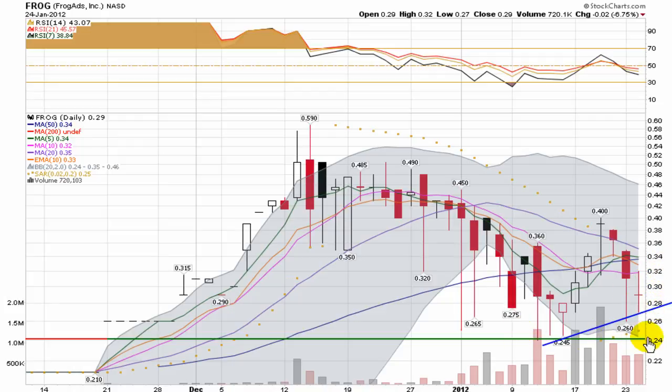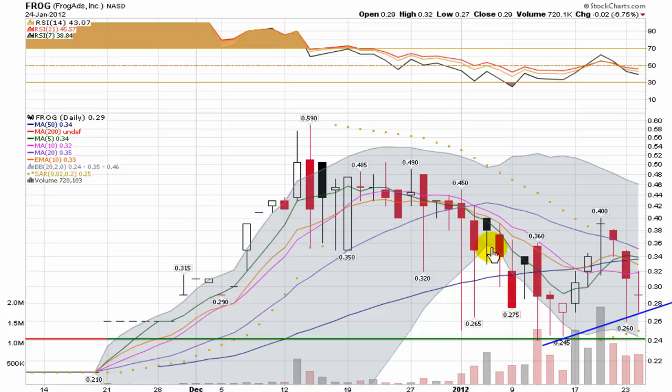Worst case scenario, drop down and hold this support level as a double bottom sort of pattern. For me, it's important to note this 50-day moving average, this blue line, because stock charts that are truly bullish, the price per share is trending over top of this 50-day. So it would be important for me to see some upward pressure come back into it and to see this price per share move back over top of that 50-day.